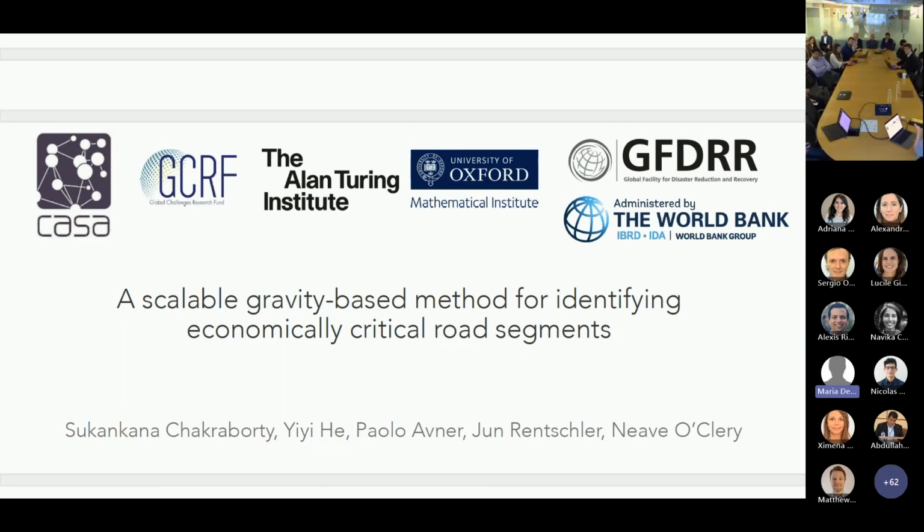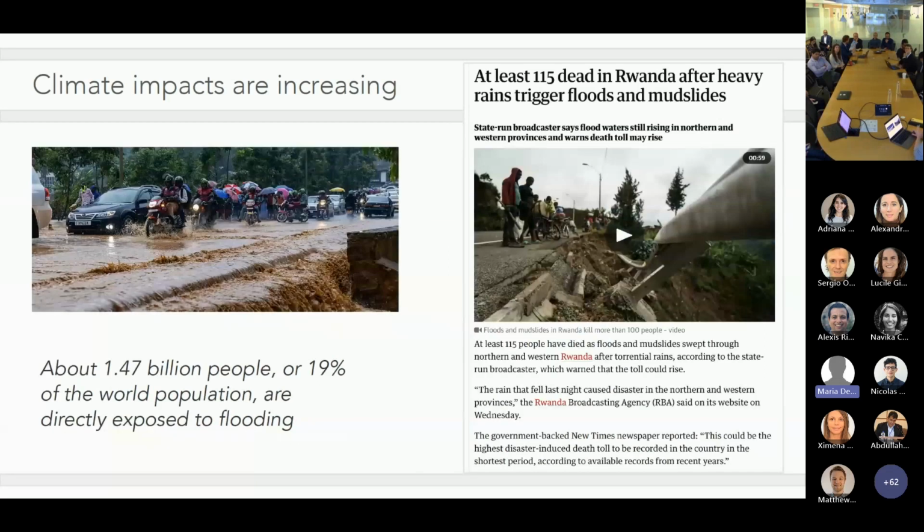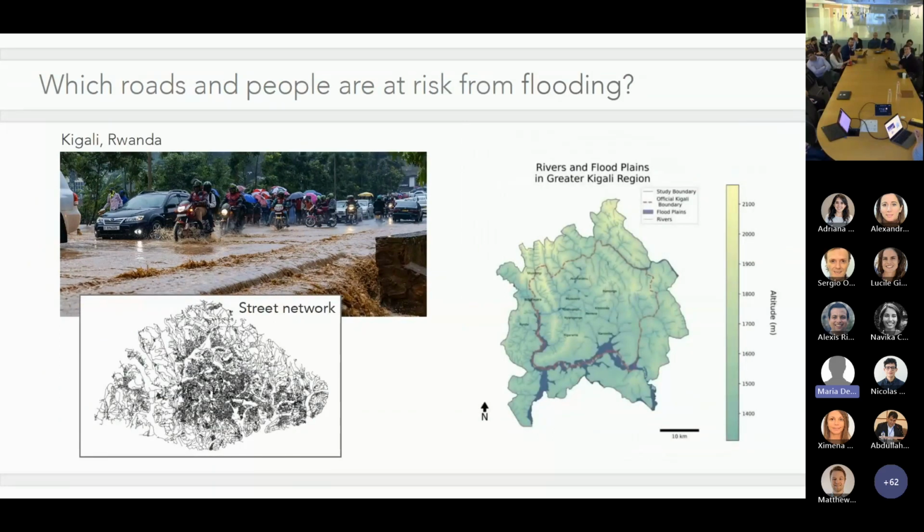Some of the ideas in here evolved from work they've done with Yi, who was already thinking about some of the questions we identify in terms of identifying important roads in cities and the computational issues associated. So the overall motivation is that climate impacts are increasing, and there's increasing pressure on road systems and flooding, and that has a knock-on economic impact in terms of people's access to jobs. So we're interested in identifying which roads are at risk from flooding.